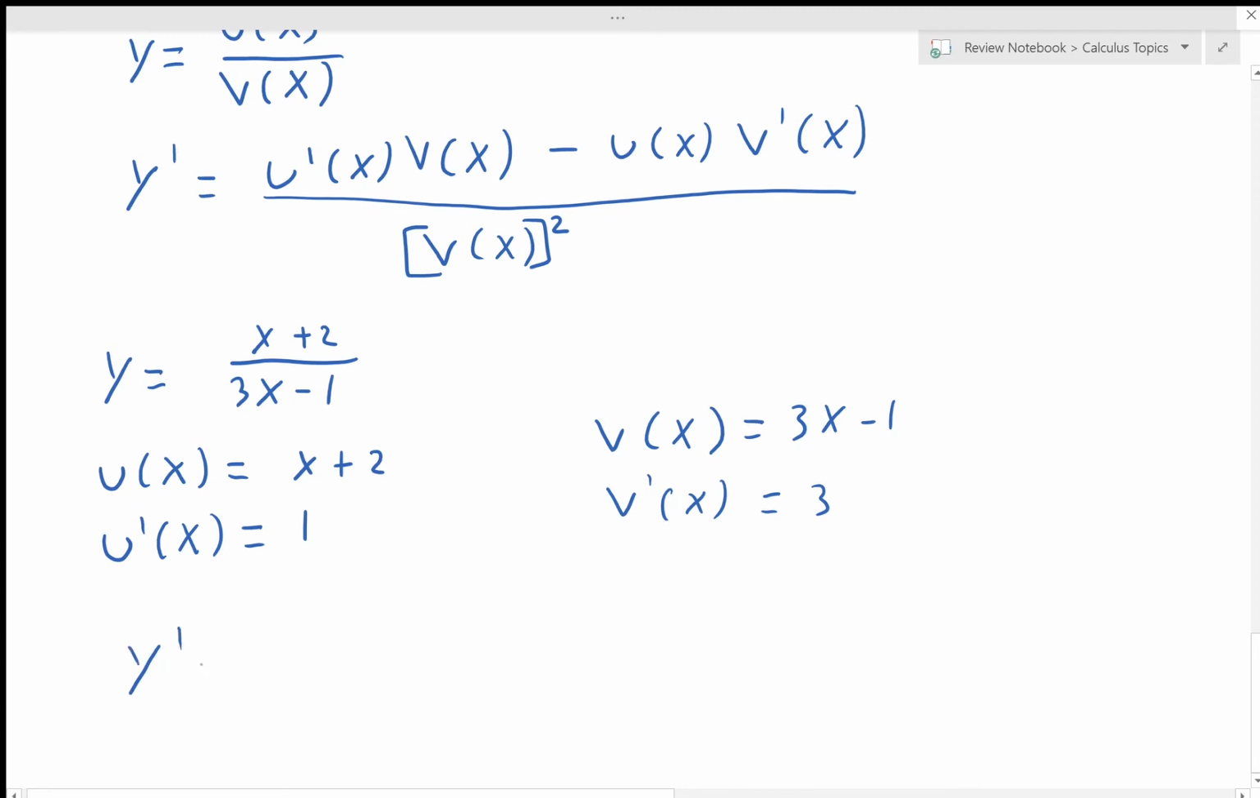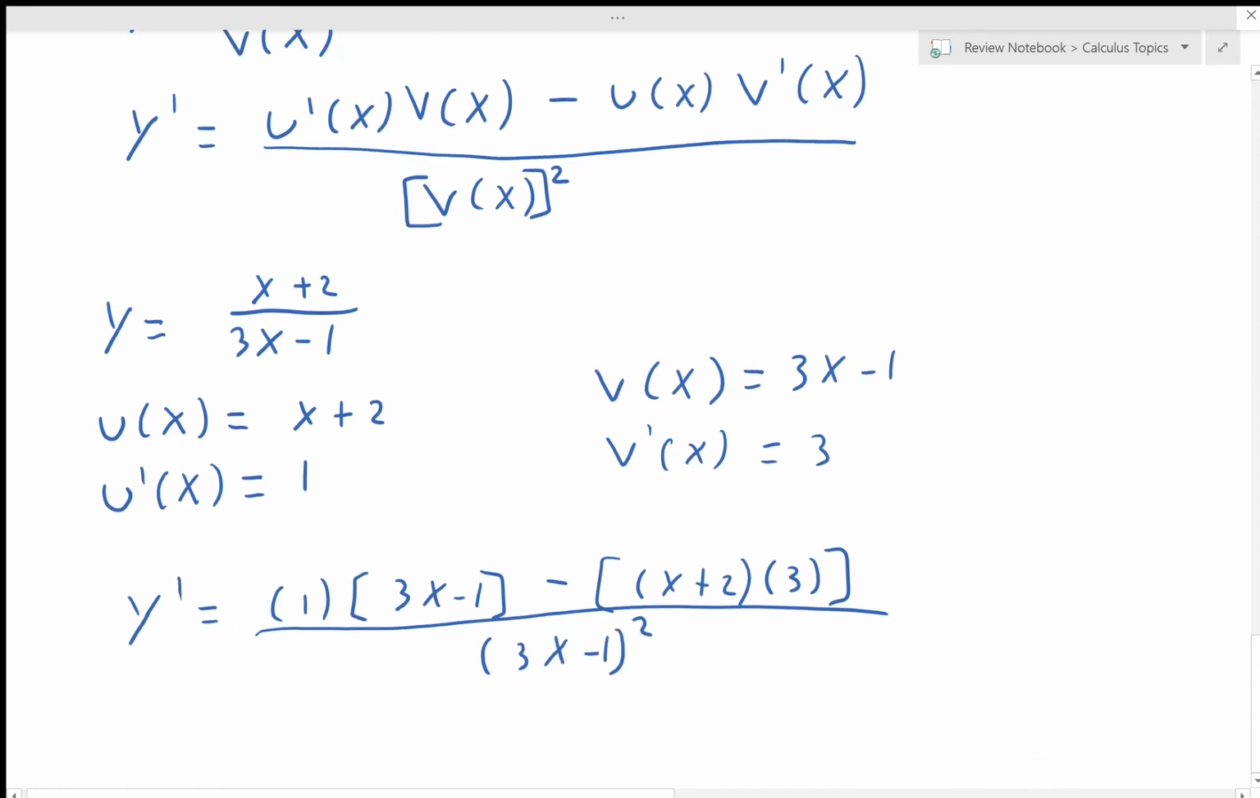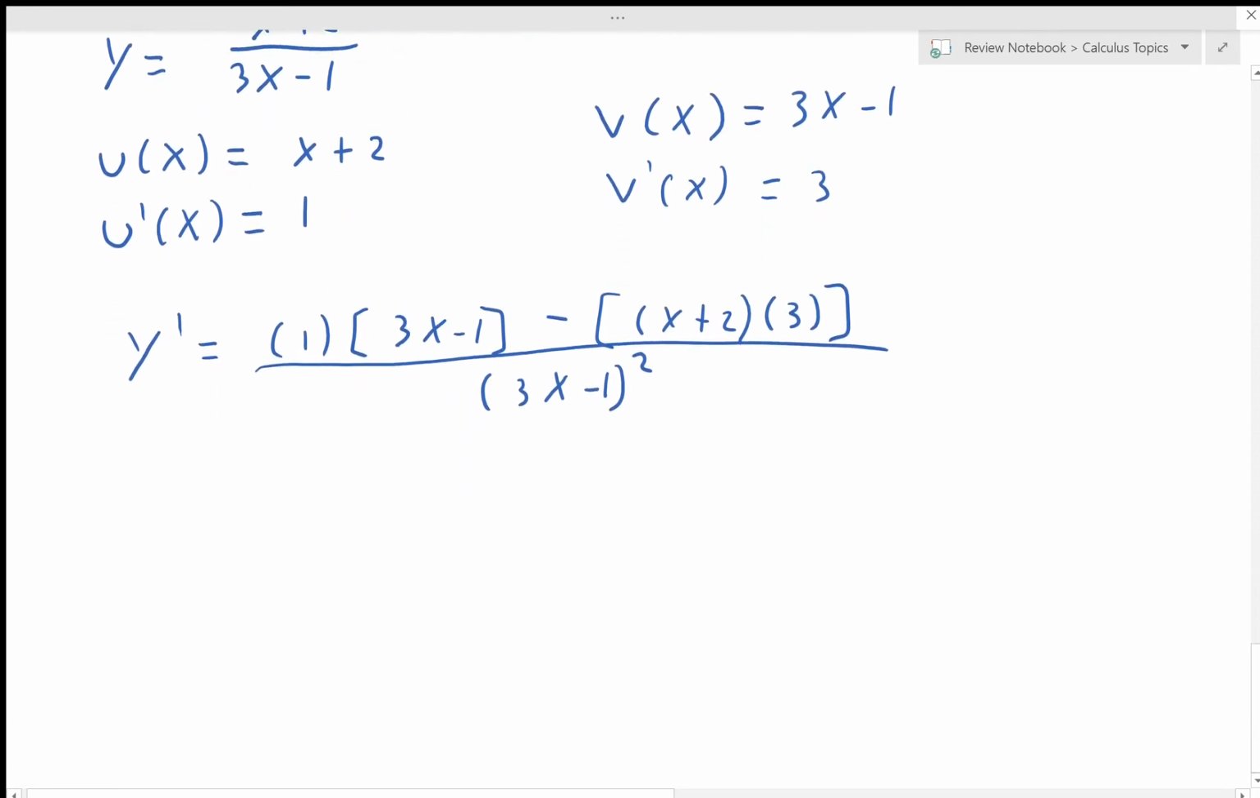Let's plug it in. So this would be 1 times 3x minus 1 minus u of x, which is x plus 2, times the derivative, which is times 3, over the bottom squared, so 3x minus 1 squared. And that would be a good enough answer. You can do one more, a little more complicated.